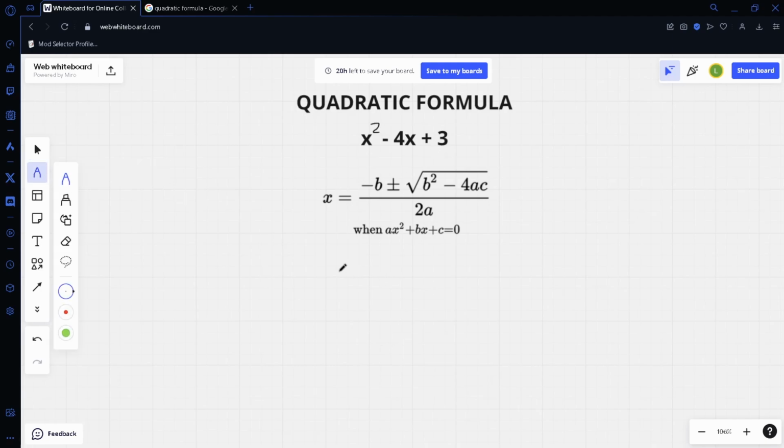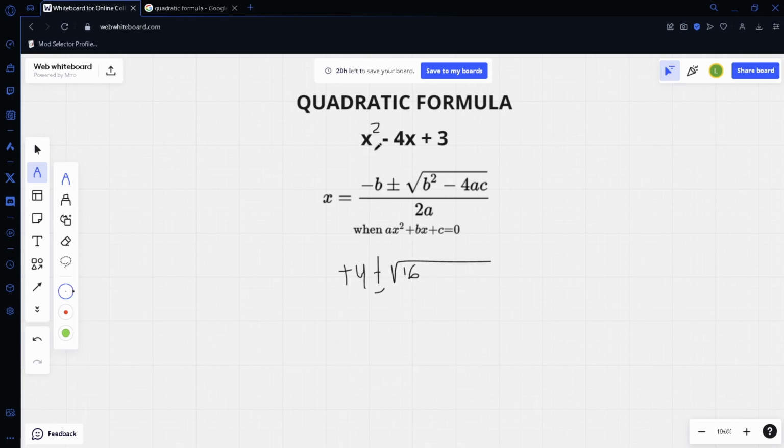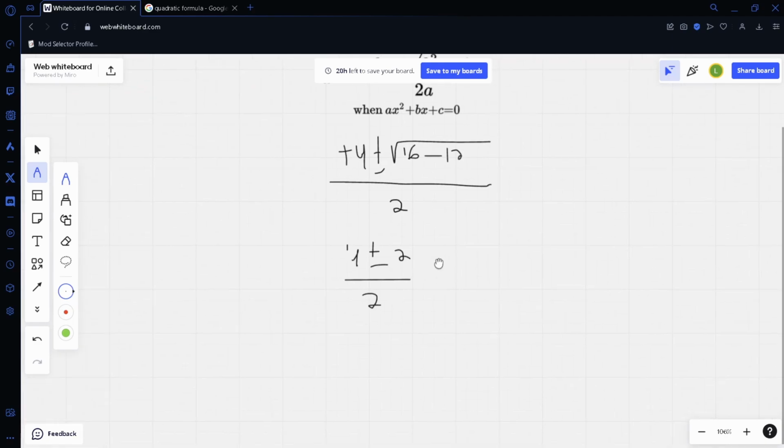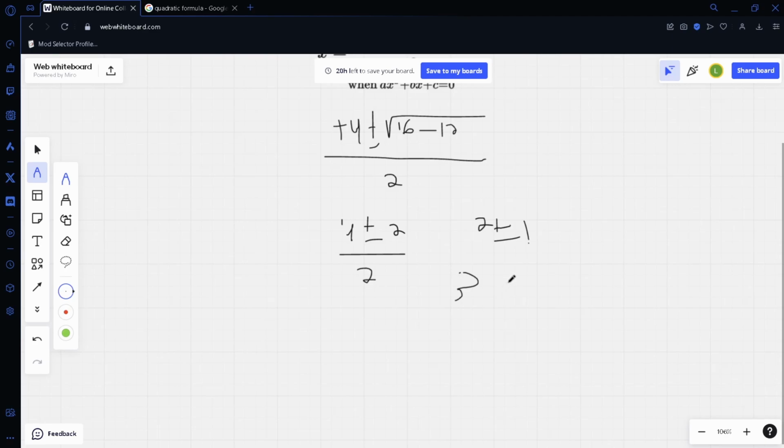Then plug everything in. In this case, negative 4 is positive 4, plus or minus the square root of 16 minus 4 times A times C, which is 12, all over 2. 4 plus or minus the square root of 4. 4 plus or minus 2. Then you divide by 2, plus or minus 1. 2 plus 1 is 3. 2 minus 1 is 1.